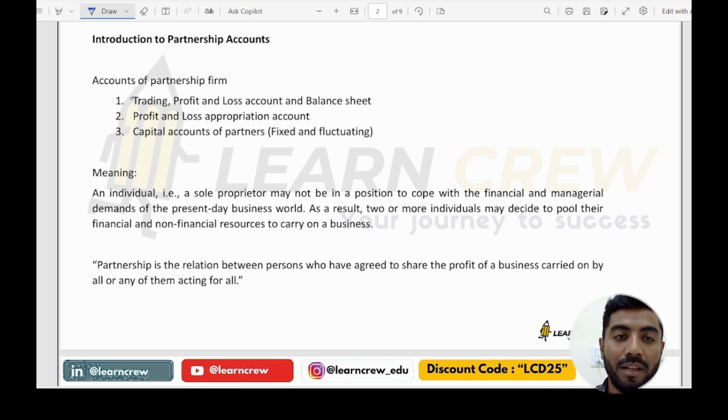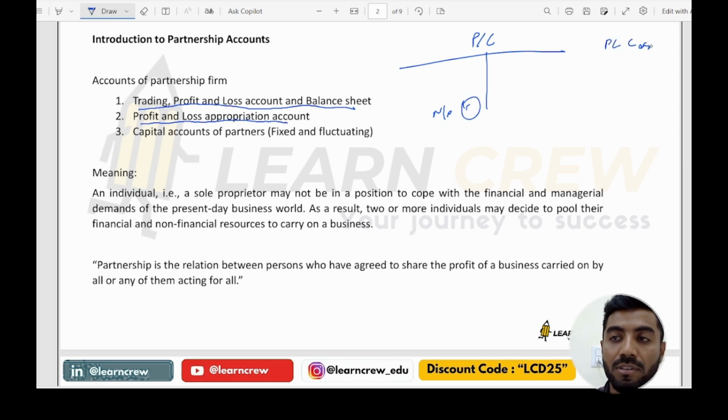In partnership accounts, we prepare the trading and profit and loss account as usual, and the balance sheet like a sole proprietorship. In addition, we also need to prepare the profit and loss appropriation account. This is an additional account prepared after the P&L is prepared. Whatever net profit balance you get is transferred to the P&L appropriation account. From that balance, interest on capital, partners' remuneration and the share of profit will all be captured in this account.